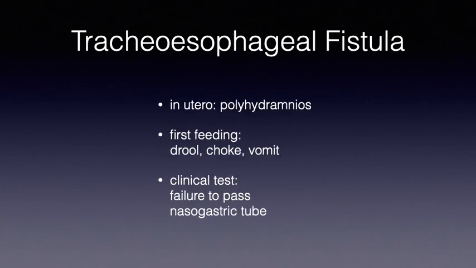In utero, trouble swallowing can result in polyhydramnios, that is, too much amniotic fluid. The first time the baby tries to feed, you expect problems as the baby tries not to aspirate the breast milk or formula. And a clinical test, try passing a nasogastric tube into the stomach. If it gets a little down the throat but then encounters a blockage, that can be from the atresia in the esophagus.